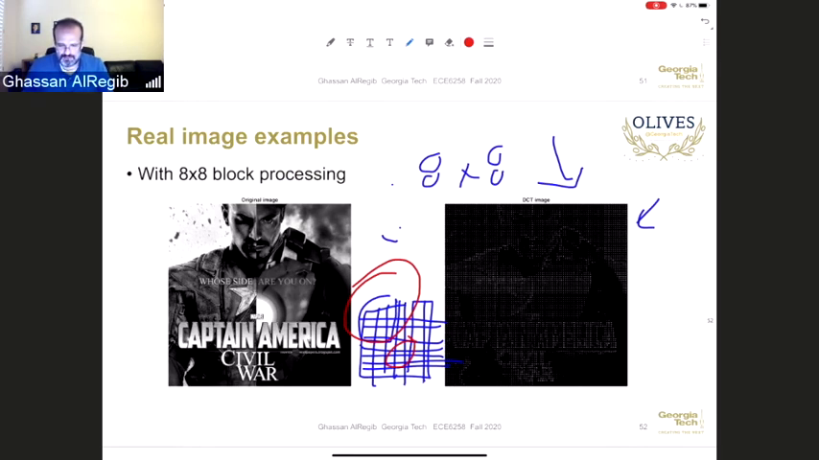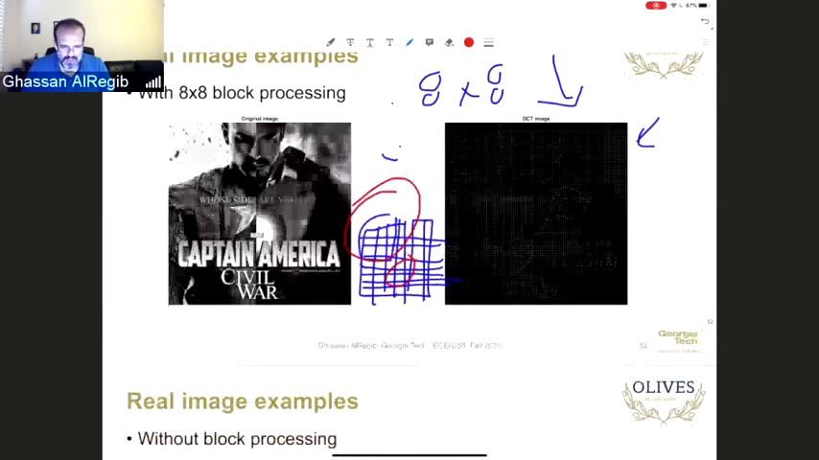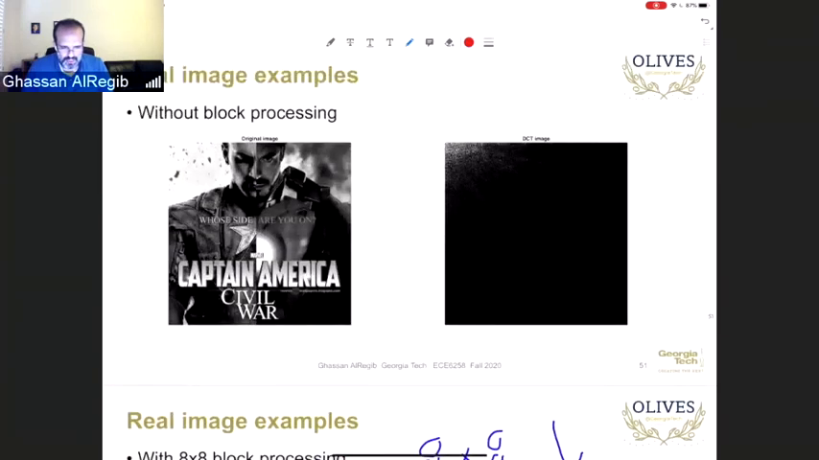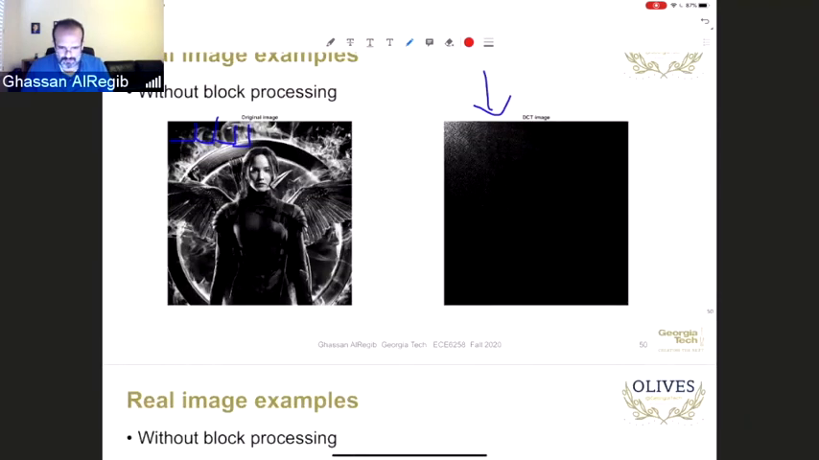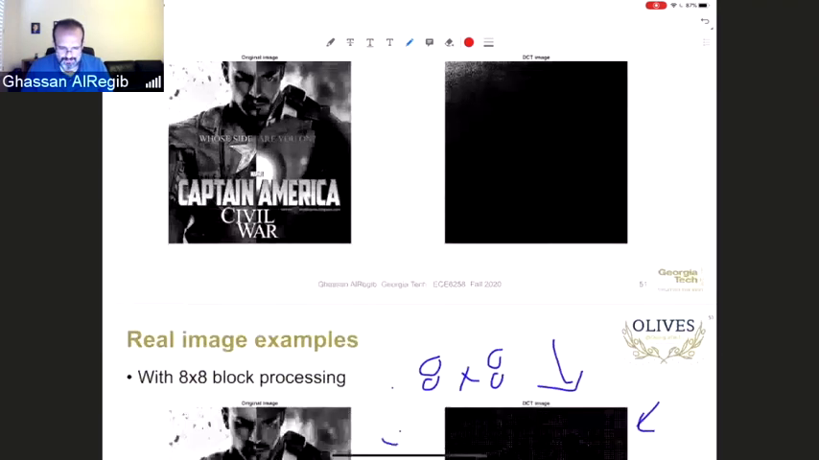It shows you some of the information you have in the original image, which is just a fun fact because of the energy compaction and few coefficients in each 8 by 8. And here is how it looks for the entire image, and here is for the other image in here.